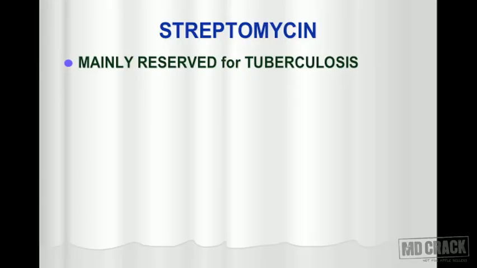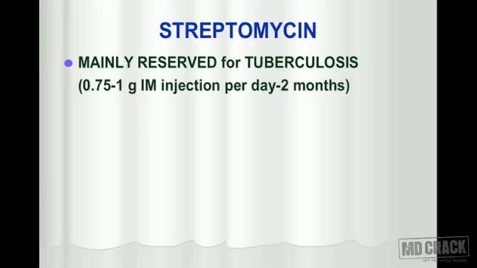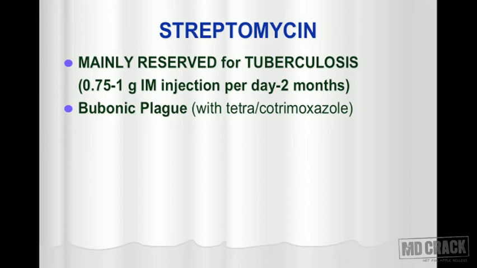That's okay, but tuberculosis. 750 milligrams, that's 0.75 grams, to 1 gram intramuscular injection every day for 2 months is one practice. Otherwise, this can be injected 3 times a week. That's another practice. Next, as we just said, it is useful against bubonic plague, and it could be combined with tetracyclines or it could be combined with cotrimoxazole.